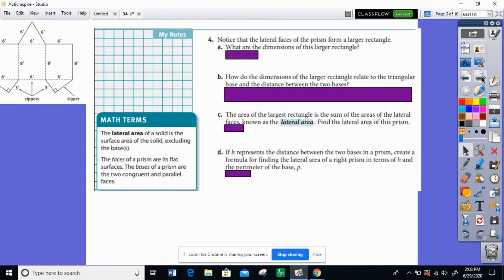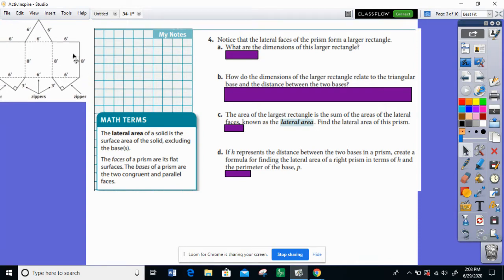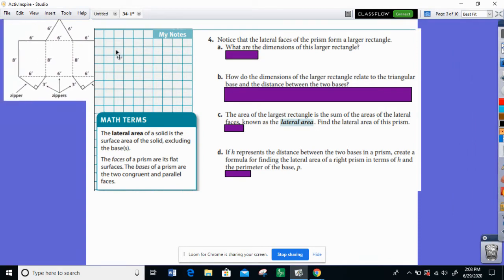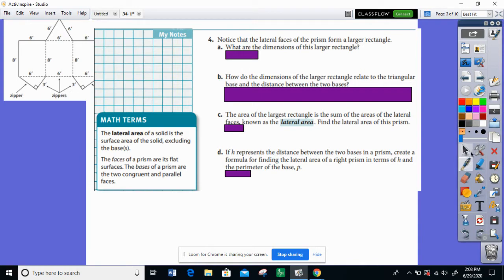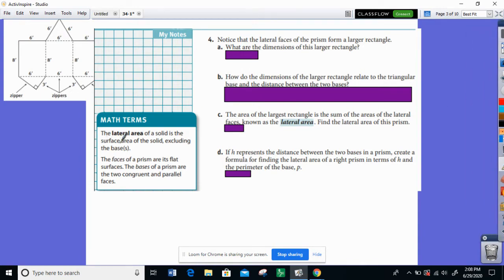So let's go on to the next page. Let's look at number 4. This says, notice that the lateral faces of the prism form a larger rectangle. Well, in order to make sense of that, we need to think about what it says right here about the lateral area. The lateral area of a solid is the surface area of the solid, excluding the bases.